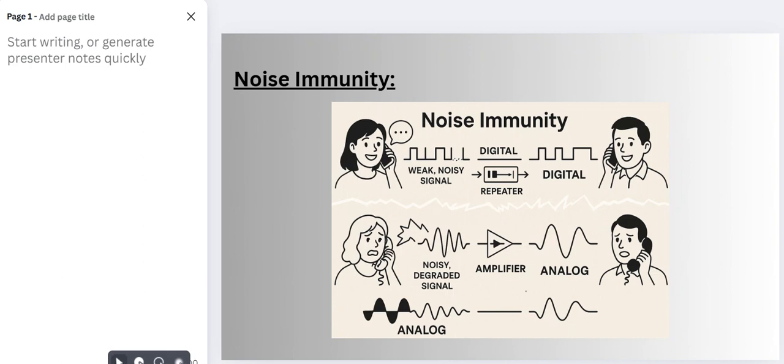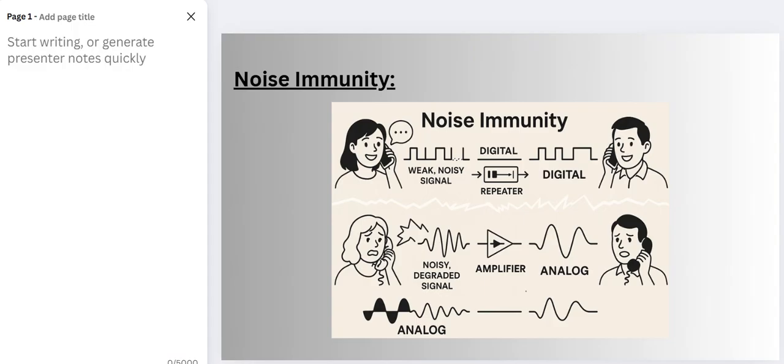Today, we will learn about the advantages of digital communication system. The first advantage is noise immunity. Basically, the digital communication systems are much better at handling noise compared to analog.